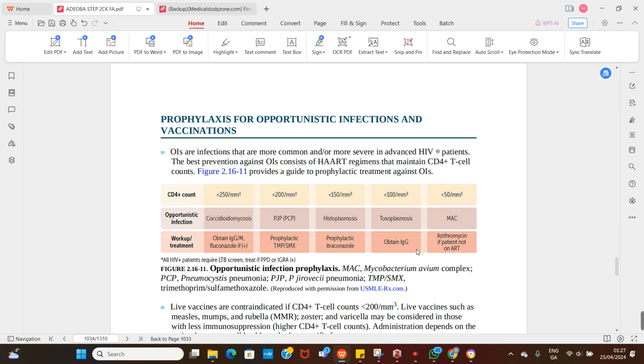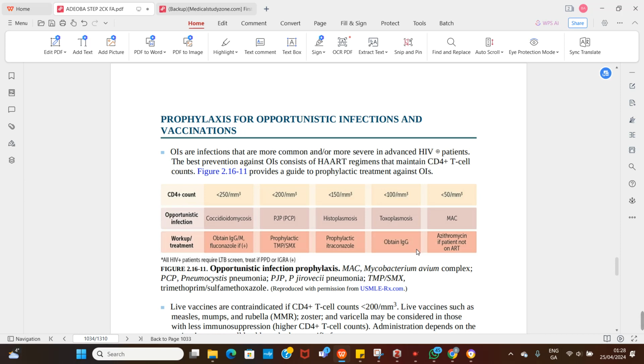So in these three conditions, once you see that the person has gone below their required CD4 count, you can start the prophylaxis immediately. But the exception is for coccidioidomycosis and toxoplasmosis. You have to confirm by serology. So obtain serology for toxo. If the IgG is positive, give your prophylaxis. For coccidioidomycosis, the same thing. Obtain your IgG or your IgM. If it's positive, give your fluconazole.